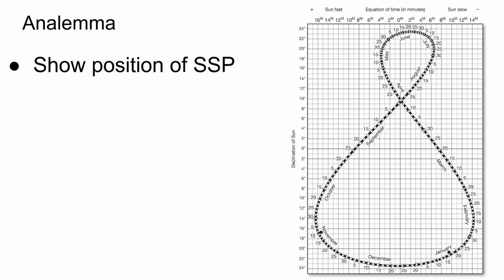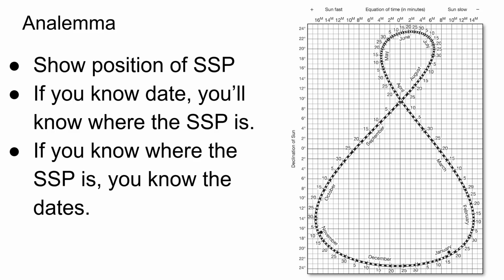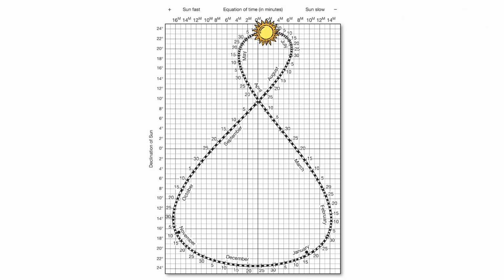So the analemma shows the position of the subsolar point. If you know the date, you know where the subsolar point is, or if you know where the subsolar point is, you know what the date is. So here's the position of the subsolar point on the June solstice, June 21st, July 21st, August 21st, September 21st, October, November, the winter or the December solstice, January, February, March 21st on the equator for the equinox, April, May, and back up to the Tropic of Cancer.